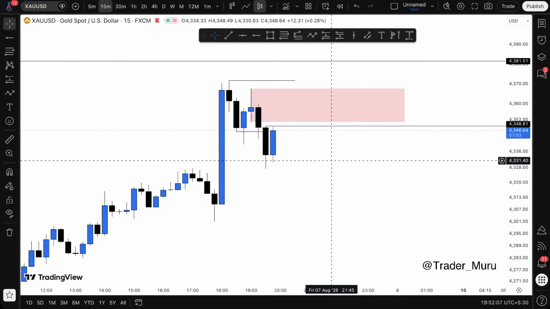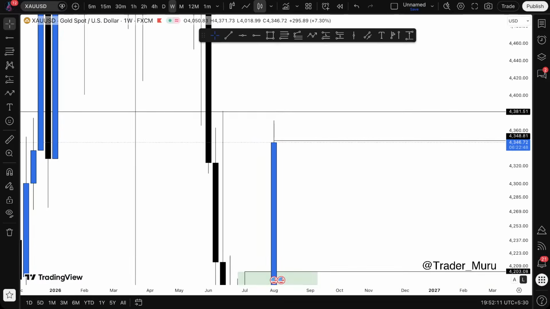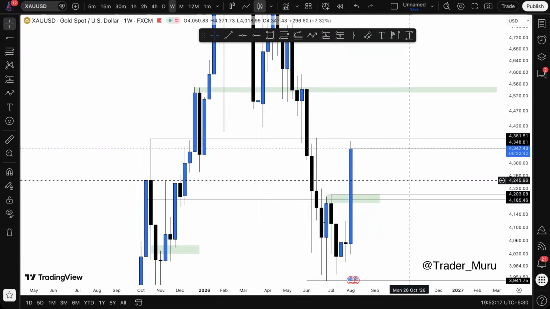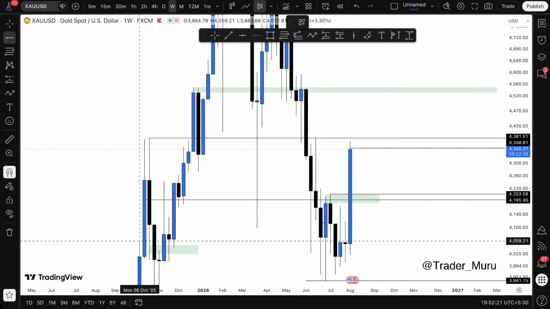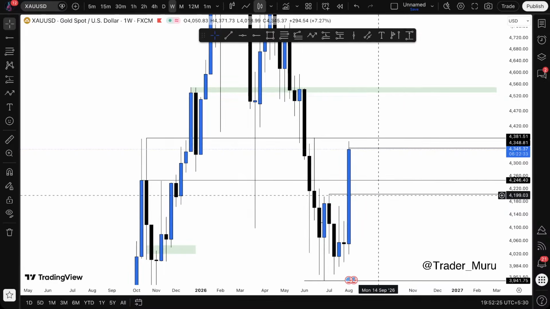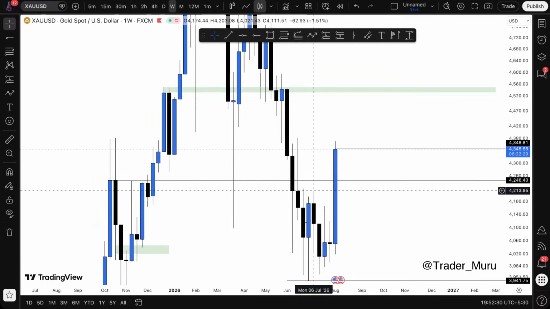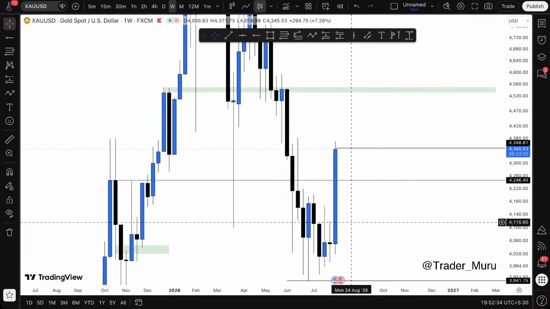Sir, what will be the expected weekly closing? Near 4245. Possible near this area, 4245. Best closing will be 4111.